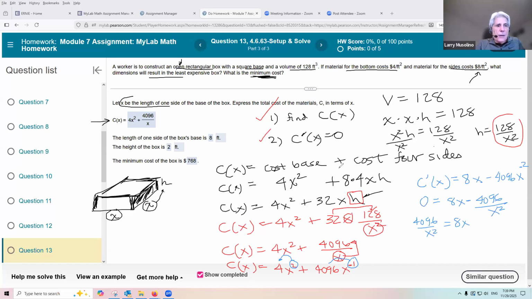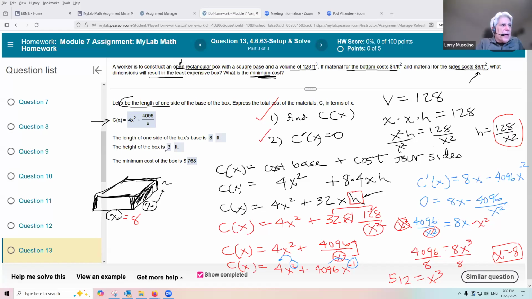Now let me solve this equation. I'm going to get rid of this denominator. I can multiply both sides by x squared. You can also cross multiply here, but I'll just multiply both sides by x squared. That means 4096 equals 8x to the third. Divide both sides by 8. So it looks like we have 512 equals x to the third. If you take the cube root of both sides, you end up with x equals 8. So this base is x equals 8.